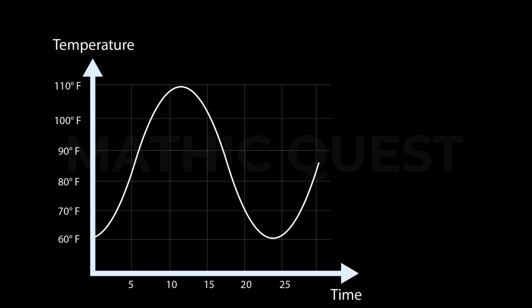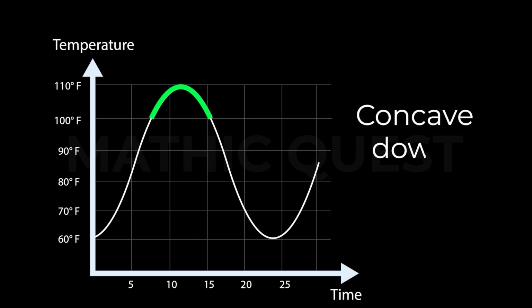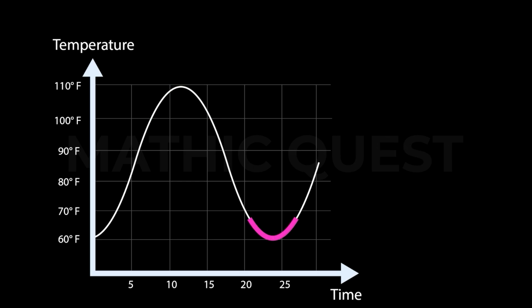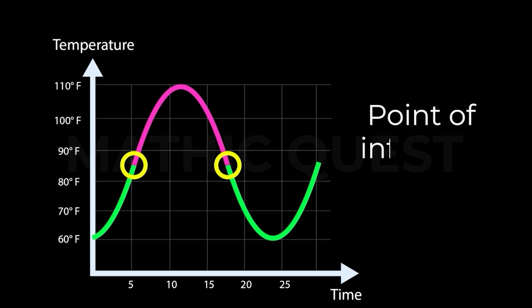Now let's take a look at the bending behavior of the graph. Here, the graph bends downward. This is called concave down. And when the graph bends upwards, it's called concave up. Now there is a precise moment during the temperature change when the graph switches its bending behavior, either from concave up to concave down, or vice versa. That moment is called the point of inflection.